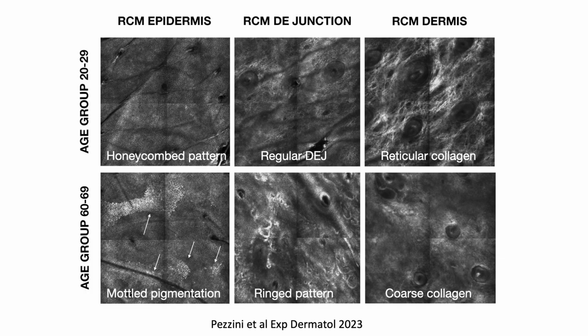But the reason why we know that some of the features are more represented in younger skin or in aged skin is that we compare different age groups, and we realize that, for instance, the honeycomb pattern at epidermal level and reticular collagen at dermal level were more represented in the younger skin as compared to the mottled pigmentation and the coarse collagen, which were more represented in the older age groups.